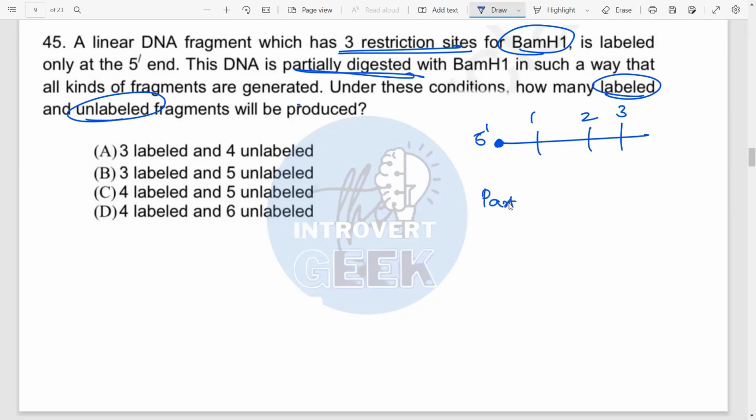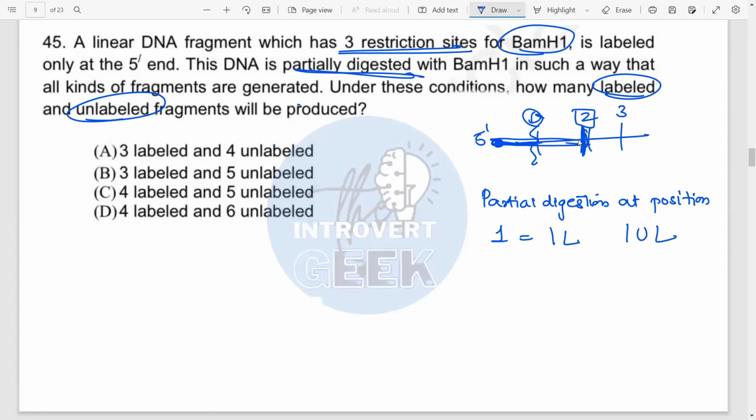So if you do a partial digestion at position 1, if you cut over here, you will get one fragment which will be labeled and one which will be unlabeled. You are only cutting at position 1. Now imagine we are only cutting at the second site. Then this entire one will be the labeled one, and the other one, this fragment, will be unlabeled. Now if you cut at 3, this entire large thing is a labeled fragment, and this small one is unlabeled. This is at position 3.